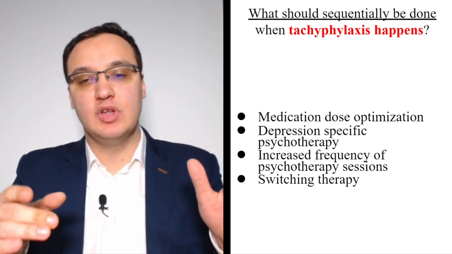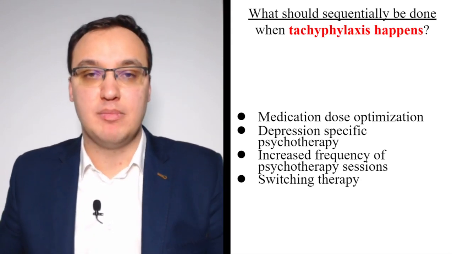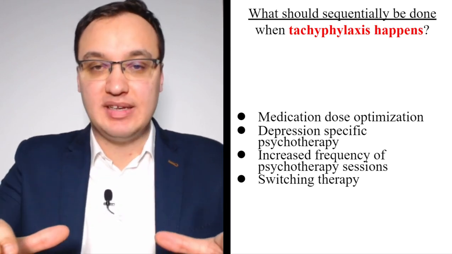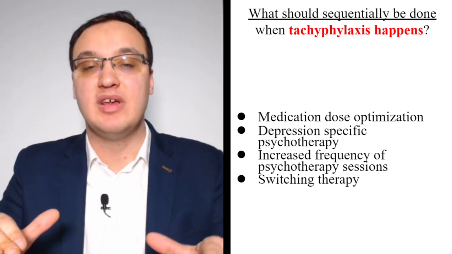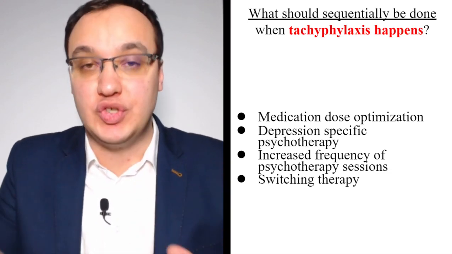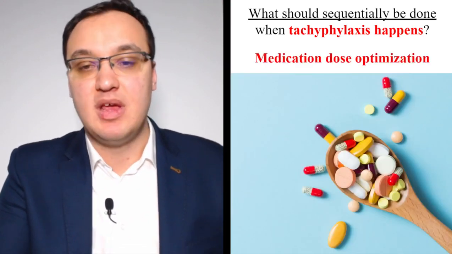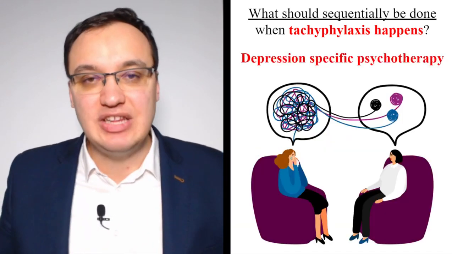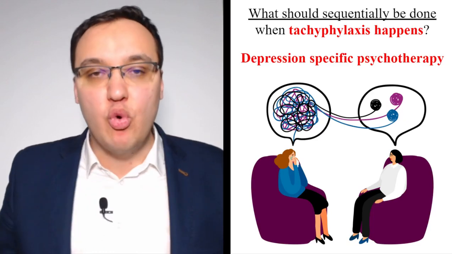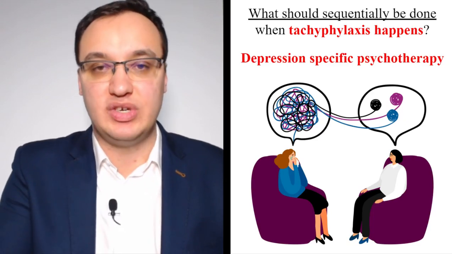Medication dose should be optimized. Because why? We have a maintenance treatment and it's not working. The patient is relapsing with his maintenance treatment. So we need to optimize the dose of the medication. That's the first step. Optimize the dose. Then depression-specific psychotherapy. We need to involve psychotherapy more and more with these patients.